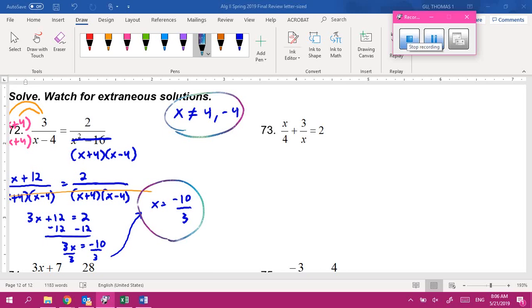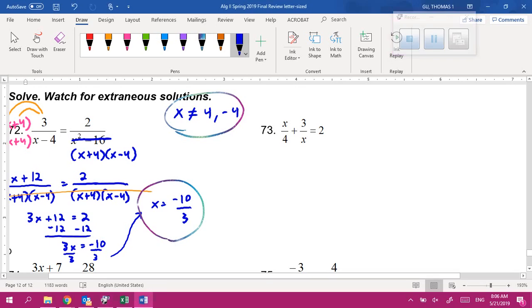Okay, so looking at 73, you're going to do it the exact same way. There's 3 terms here, right? But the same thing. You're going to make the LCD on all of them the same, the denominator on all of them the same. But before I can do that, what's the very first thing I should do here?